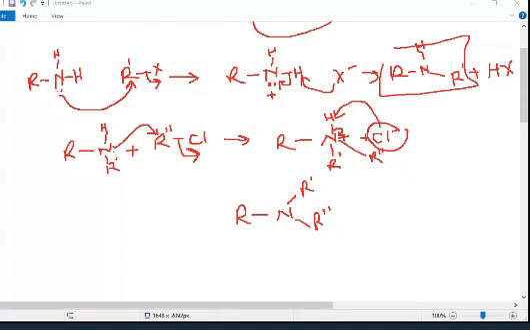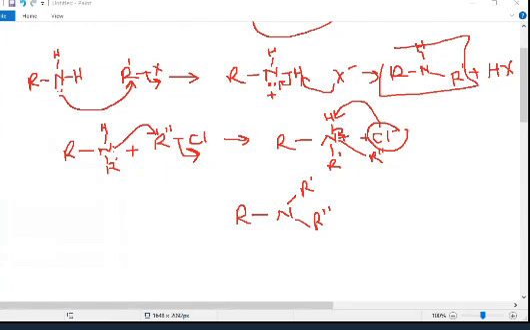So that is an example of how we prepare the amines. That is using what we call, that is the reaction between ammonia and alkyl halides, where the alkyl halides give us a good leaving group.